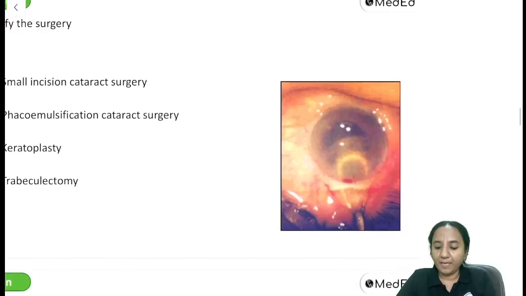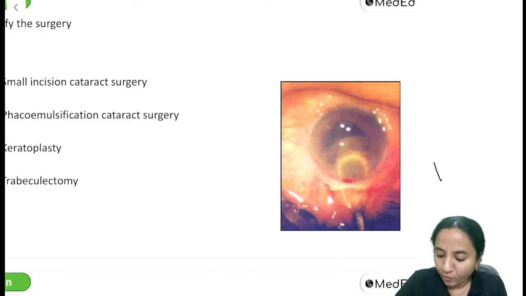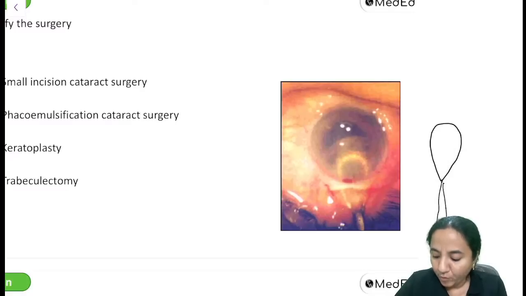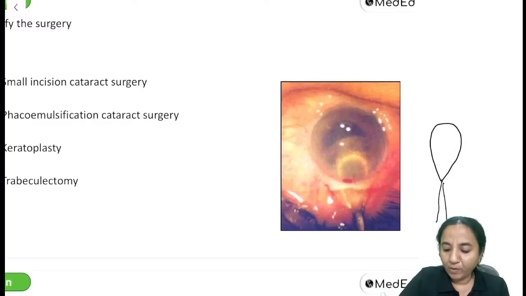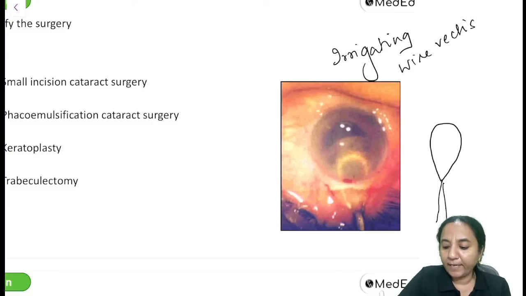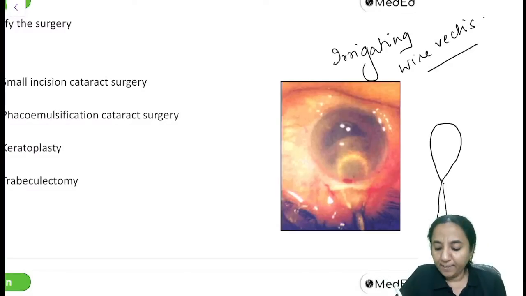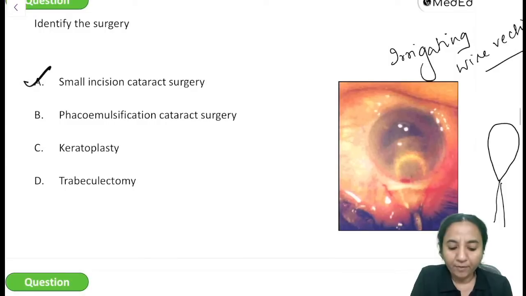Here you see this kind of an instrument, right? This instrument that you see here is called the irrigating wire vectis. What does the irrigating wire vectis do? This is actually small incision cataract surgery.